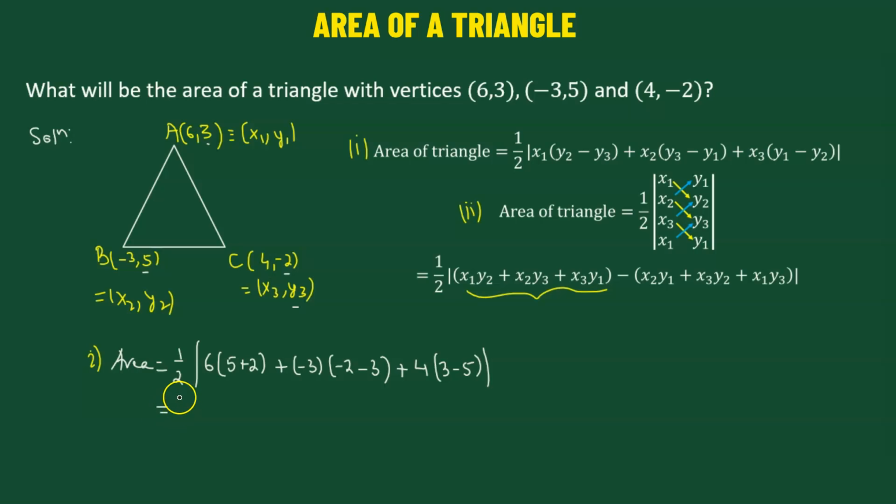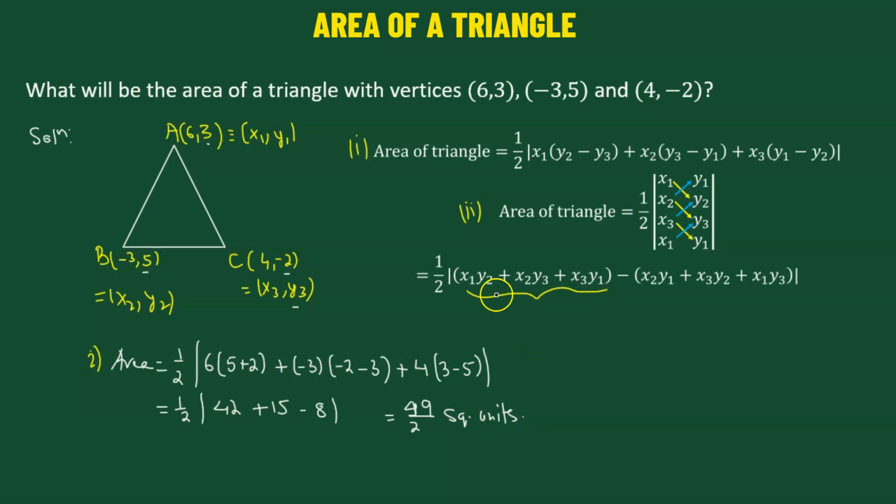This will be equal to half multiplied by the absolute value of 6 times 7, since 5 plus 2 is 7. That's 42. Then we have -3 times -5, which is positive 15. And then we have 4 times -2, which is -8. This will be equal to half multiplied by 42 plus 15 minus 8, which is 49. So our final area will be 49 over 2 square units.